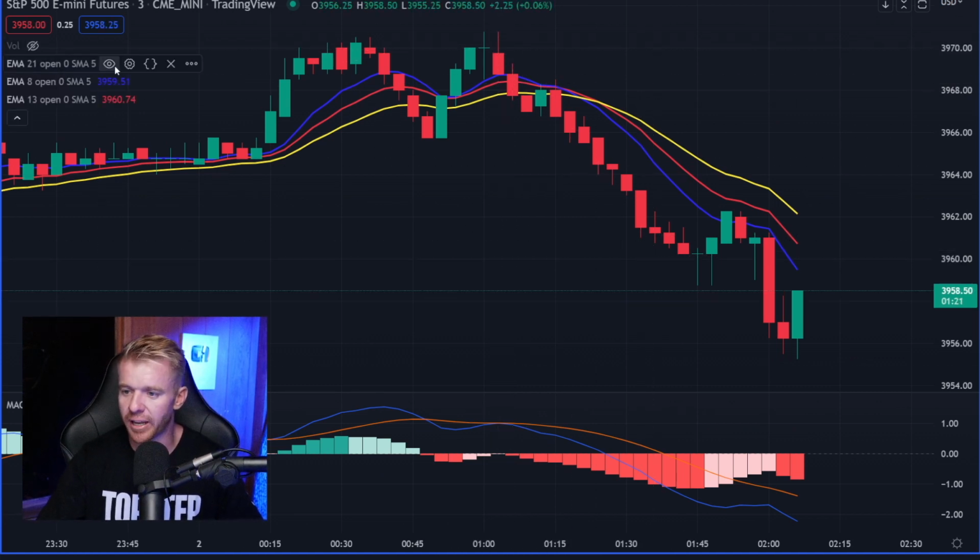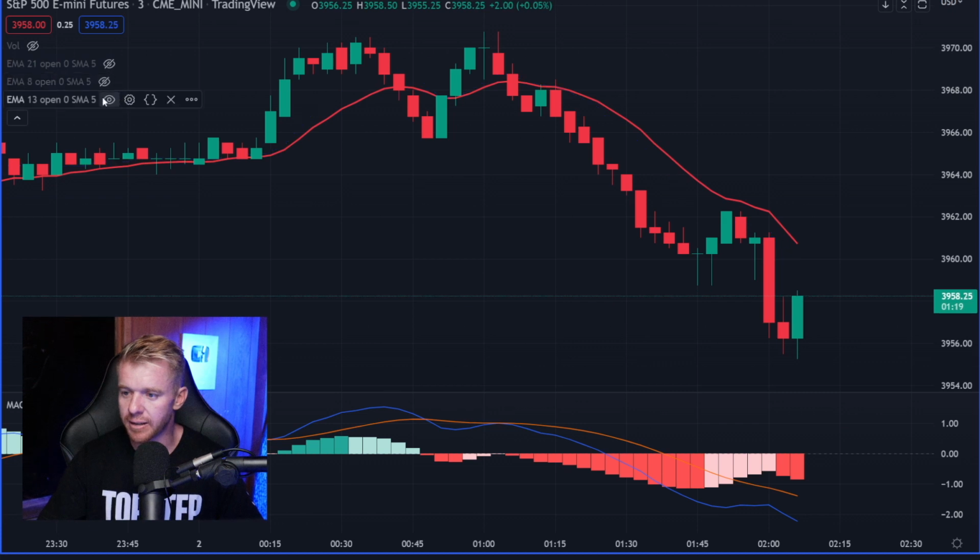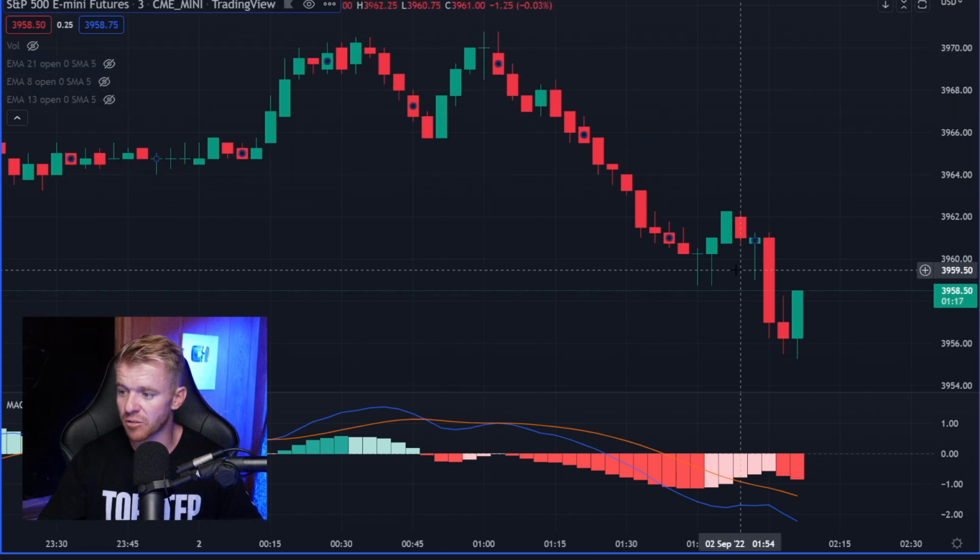Let's get rid of all the indicators in general. All right. So now I see, okay, price action, we're going down. That's pretty clear to see. Okay, it makes sense. The price is going down.